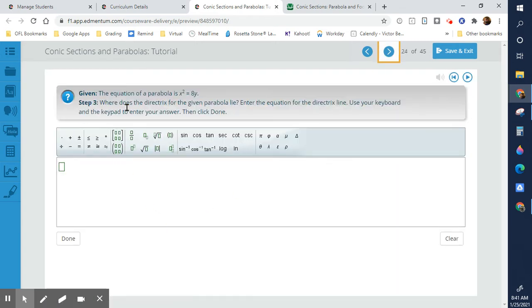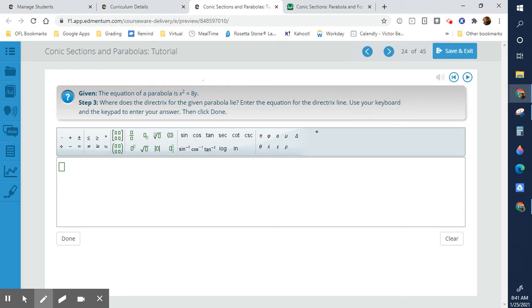All right. So where does the directrix lie? All right. So this is a, and if you're having trouble identifying it, just remember whenever we dealt with problems before, we always had an x squared somewhere in it. It was always a quadratic. Quadratic coming from the Latin quad, which means square.